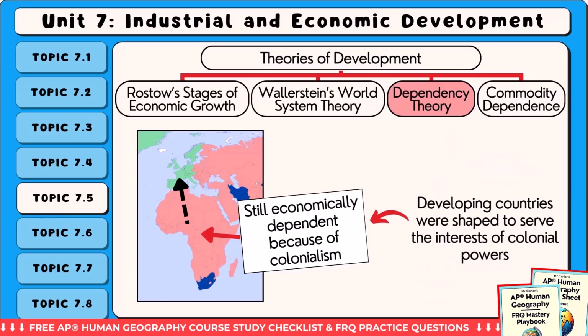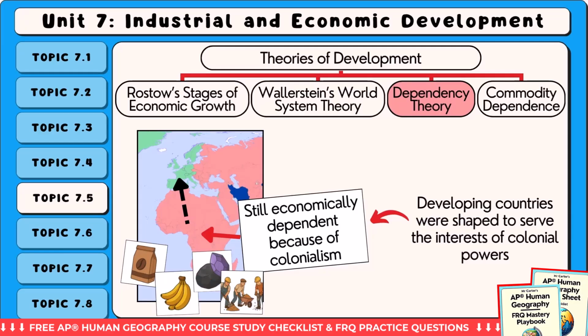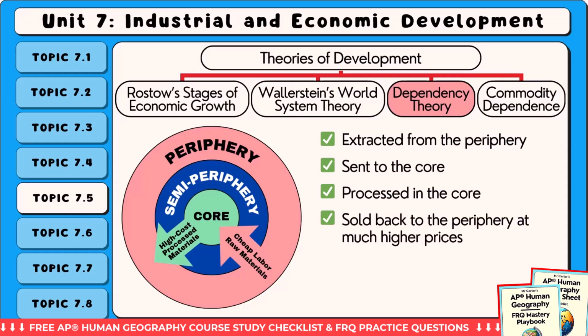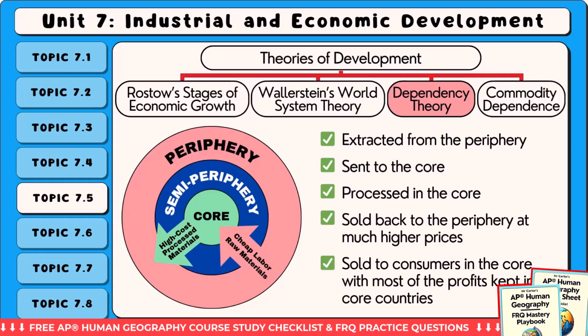In this view, developing countries were shaped to serve the interests of colonial powers. They were designed to grow cash crops like coffee and bananas, extract minerals, and provide cheap labor for richer colonizing countries. Even after gaining independence, these established economic patterns have continued. Raw materials continue to be extracted from the periphery and sent to the core, which processes them, extracts value, and either sells them back to the periphery at much higher prices or sells processed goods on to consumers in the core, with most of the profits kept by businesses in the core.